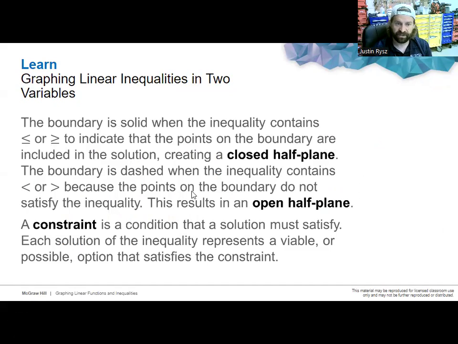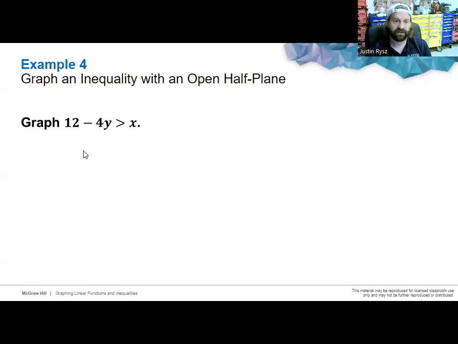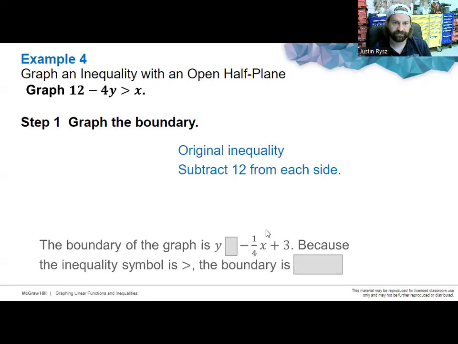So we're going to be looking at what we were just talking about. Closed half planes have the greater than or equal to or less than or equal to signs. Open planes are going to be dotted. These ones are going to be solid. The constraint is what we're going to check at the end to make sure, are we shading this side or are we shading the other side of the line? So let's talk about how we graph this here. We've got 12 minus 4y is greater than x.